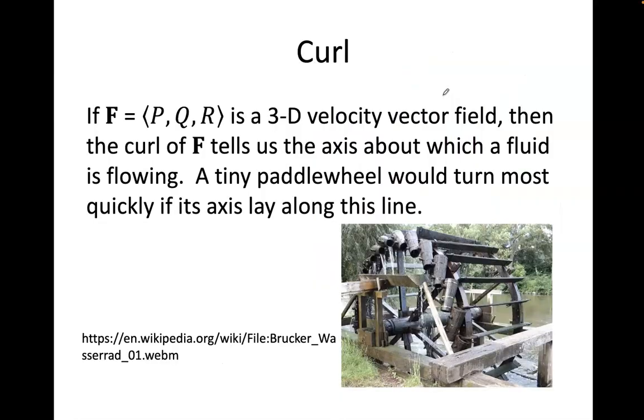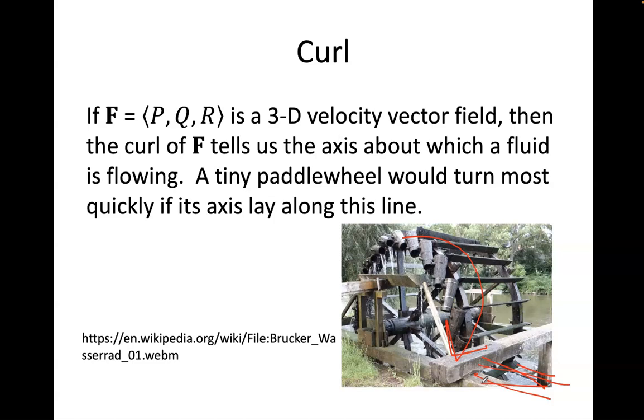Let's talk about curl. If F equals <P, Q, R> is a 3D velocity vector field, then the curl of F tells us the axis about which a fluid is flowing. A tiny paddle wheel would turn most quickly if its axis lay along this line. So here's an example of a paddle wheel. If you have water flowing, it's going to make this paddle wheel turn. So it's going to turn like that, turn clockwise if the water is flowing like that.